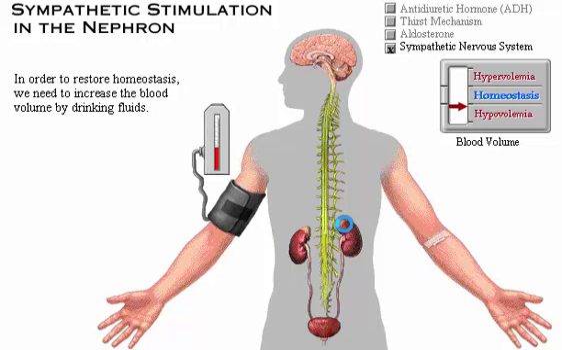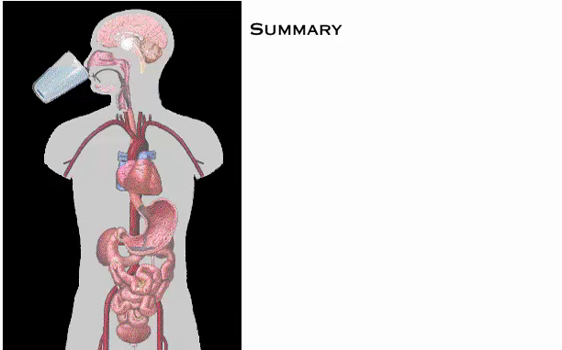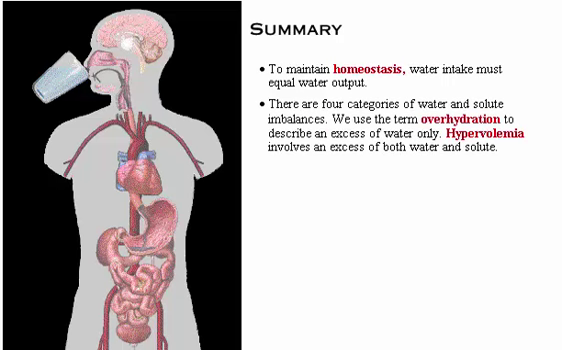Here's a summary of what we've covered. To maintain homeostasis, water intake must equal water output. There are 4 categories of water and solute imbalances. We use the term overhydration to describe an excess of water only. Hypervolemia involves an excess of both water and solute. Dehydration is the loss of water from the body without significant loss of solute. Hypovolemia is a loss of both water and solute.